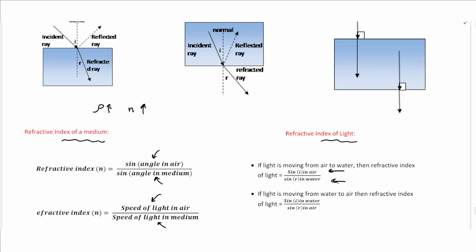Now, the bending happens just like for waves. If you're speeding up, you bend away from the normal. If you are slowing down, you bend towards the normal. And refraction is always accompanied by some reflection in light. So always part of the wave is refracted and part of the wave is reflected.